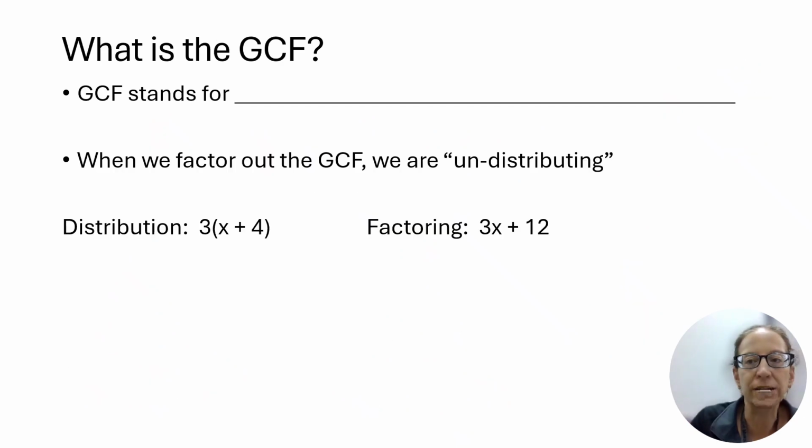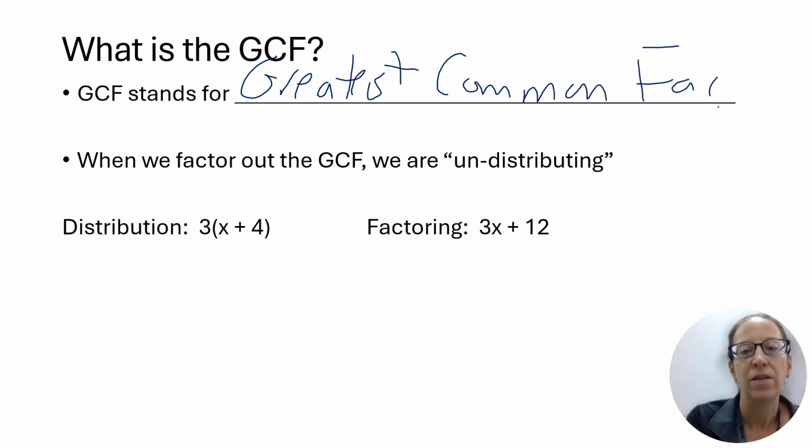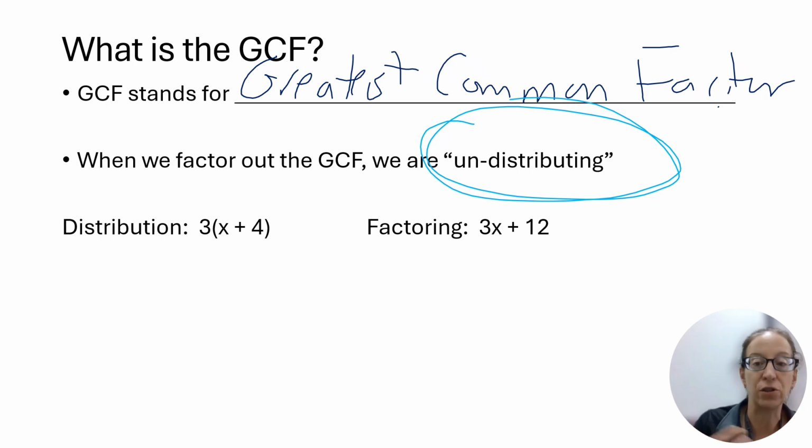So what are we talking about with the GCF? Well, first off, we need to know what GCF stands for. GCF stands for the greatest common factor. So greatest, biggest, we're looking for the biggest of something. Common would be shared, and of course, we're looking for factors. Now, when we factor out the GCF, we are essentially undistributing. We've looked at some distribution this year, solving linear equations. Factoring is going in the opposite direction.